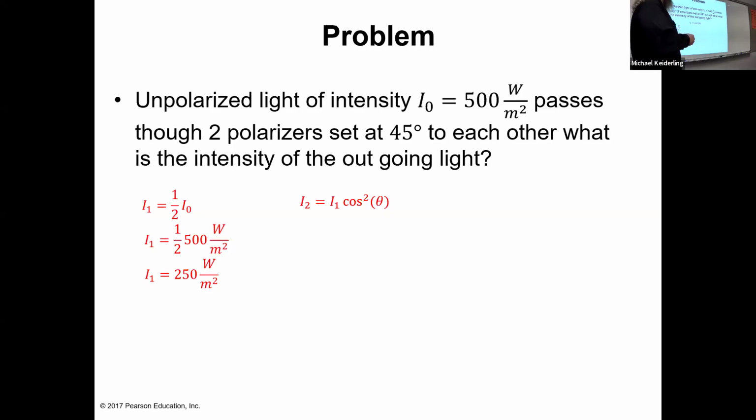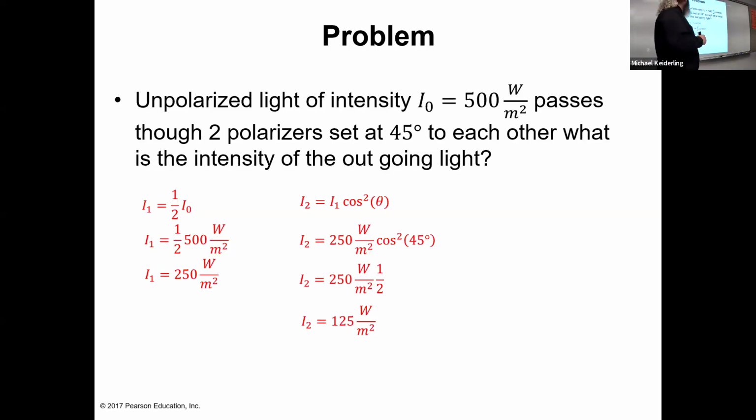Intensity 2 is intensity 1 times the cosine of the angle between the two polarizers, squared. That's 250 watts per square meter times the cosine of 45 degrees squared. Cosine of 45 degrees is square root of 2 over 2. Square that, you get a half. So 250 watts per square meter times a half gives you 125 watts per square meter.